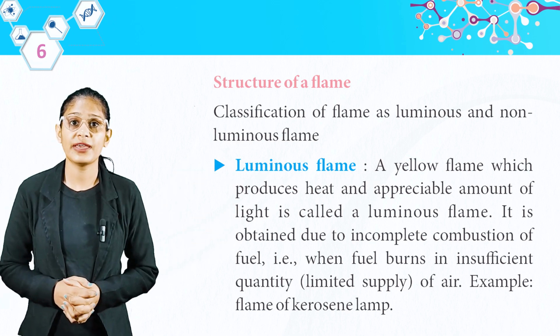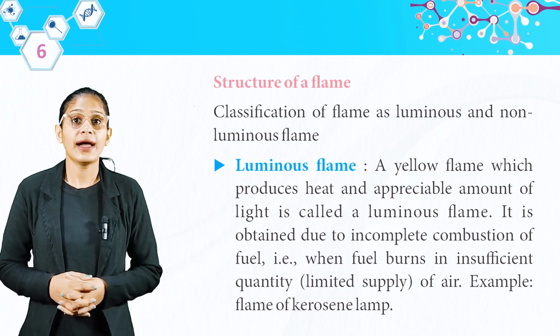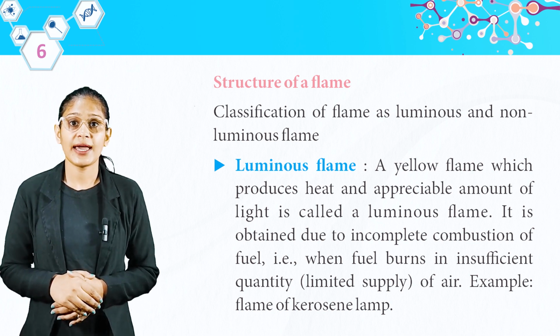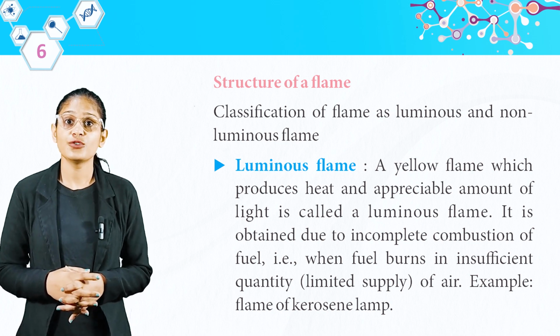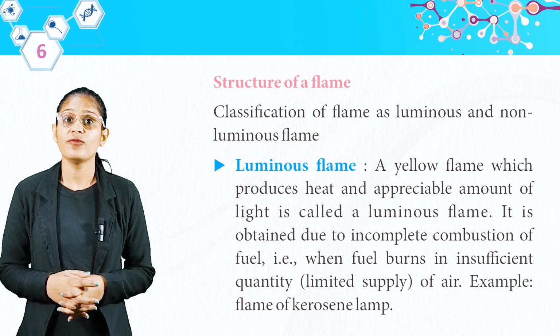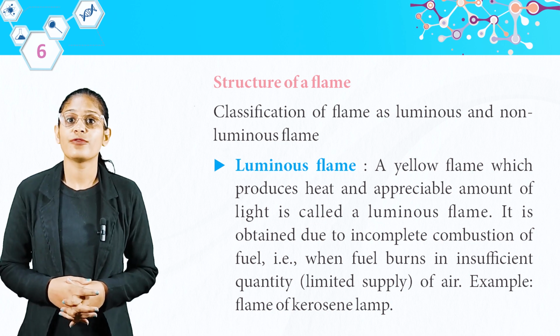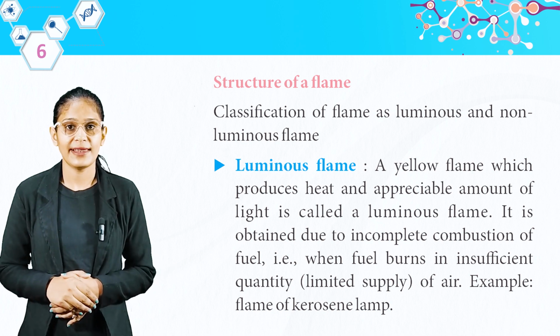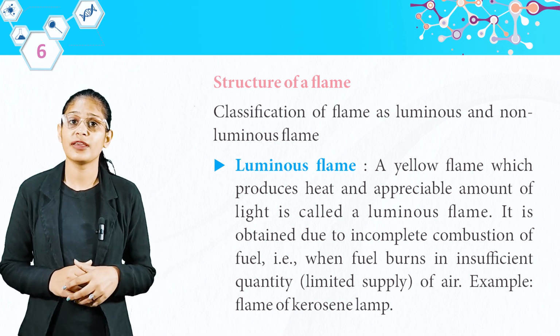Classification of a flame as luminous and non-luminous flame. Luminous flame. A yellow flame which produces heat and appreciable amount of light is called a luminous flame. It is obtained due to incomplete combustion of fuel. That means when fuel burns in insufficient quantity, limited supply of air, example flame of kerosene lamp. So student, जो yellow color का होता है वो insufficient quantity of fuel का flame होता है.